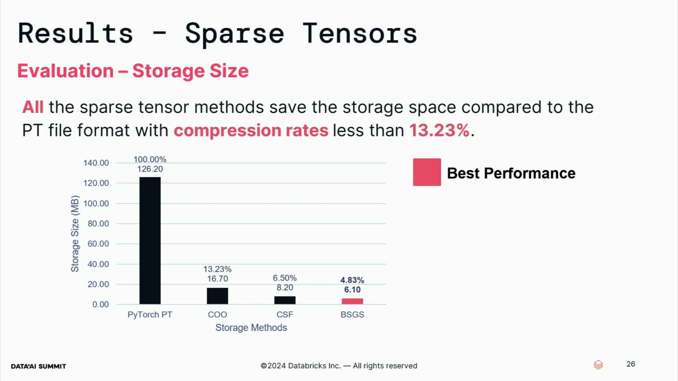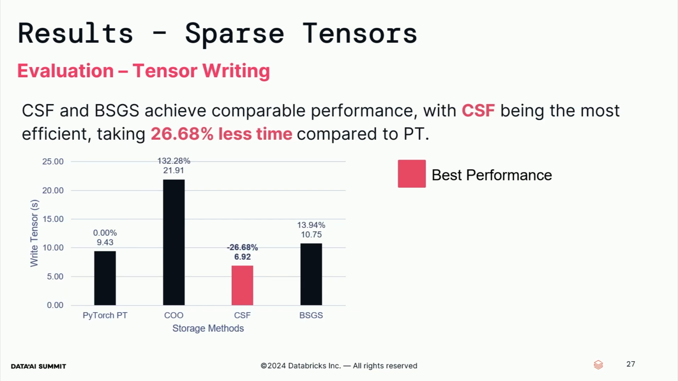And for the sparse tensor, first we look at the storage size, and we can see that the methods save a lot of space, especially CSF and BSGS, where the compression rate is less than 7% for these two methods. And for the time to write the tensor, CSF and BSGS are also competitive. CSF is the most efficient one. It reduces 26% of the writing time compared to PyTorch.